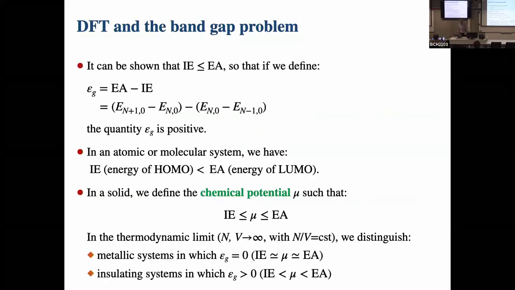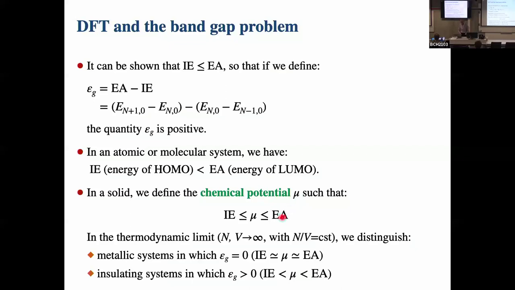In practice, it can be shown that the ionization energy is smaller than or equal to the electron affinity. And so we can define a quantity, the electron affinity minus the ionization energy, that is given formally by this difference here. So basically you have E_{N+1}^0 plus E_{N-1}^0 minus twice the energy E_N^0. This defines a quantity that is positive, that we'll note E_g. And you can show that in atomic or molecular systems, this inequality is a strict inequality. This is going to be the energy of the HOMO, and this is going to be the energy of the LUMO. Whereas in a solid, we can define a chemical potential that is comprised between the ionization energy and the electron affinity.